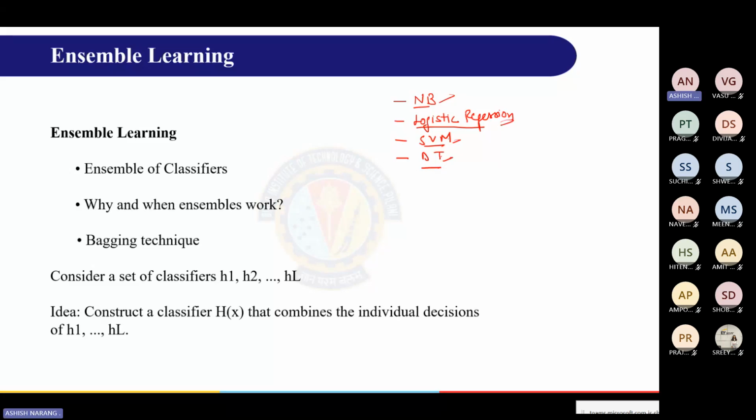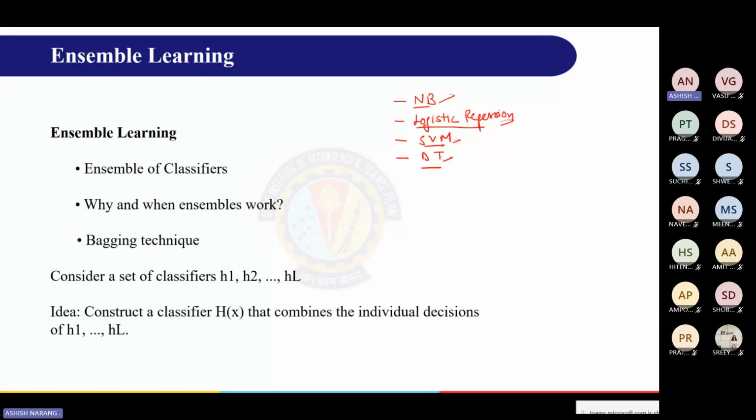Then there comes another technique known as ensemble learning, which is an ensemble of classifiers. I'm not going to use one classifier, I'm going to use multiple classifiers. The idea is to come up with a classifier that combines the individual decisions. So why do ensembles work? There is a technique used in ensembles, that is bagging. Another one is boosting. Both the techniques I will just quickly go through.